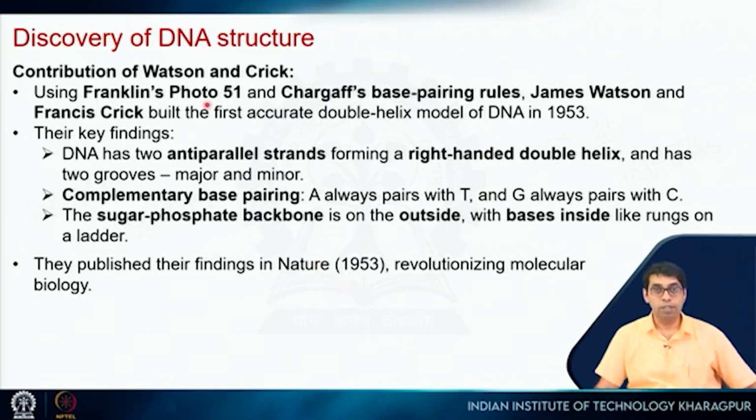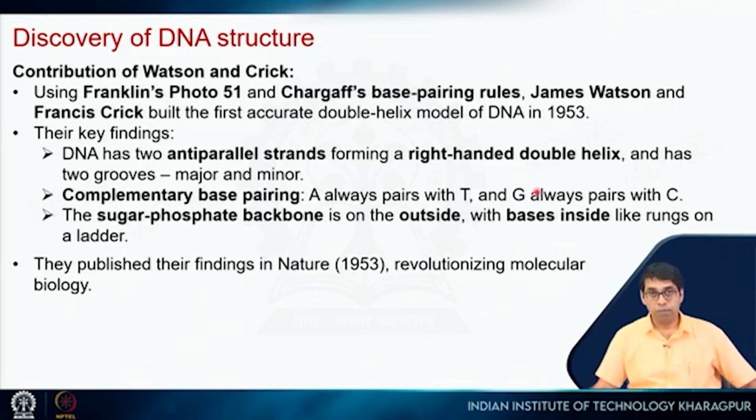So their key findings, as we have already seen, are that there are two antiparallel strands. It has a right-handed double helix. It has two grooves, major groove and minor groove. A always pairs with T, G always pairs with C. The sugar phosphate backbone is on the outside and the bases are on the inside, right?